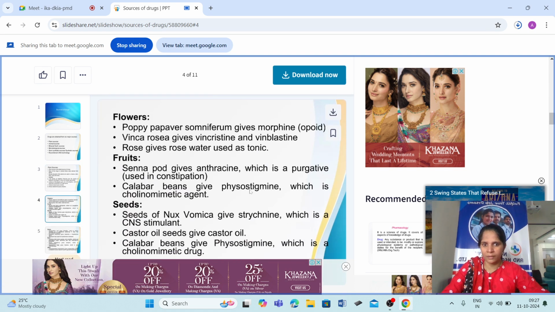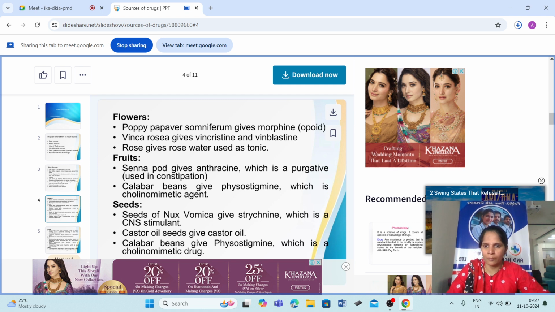Next we have flower. You all know poppy seeds, right? Poppy seeds, we call it gasagasalu in Telugu. Yes, these are nothing but poppy seeds.